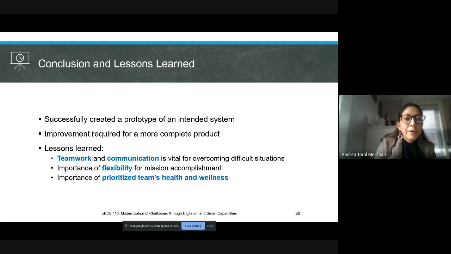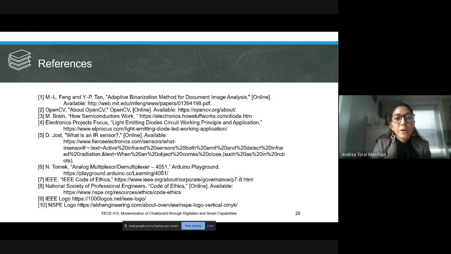So, for our conclusion and lessons learned, we successfully created a prototype. We will work on the improvements required for a more complete product. As far as lessons learned: teamwork and communication are crucial for overcoming difficult situations, the importance of flexibility for mission accomplishment, and the importance of prioritizing team health and wellness. These are our references, and we can take any questions.